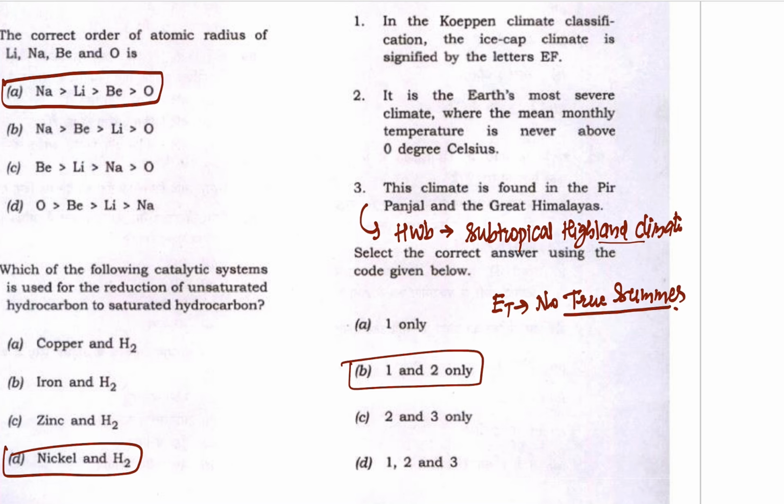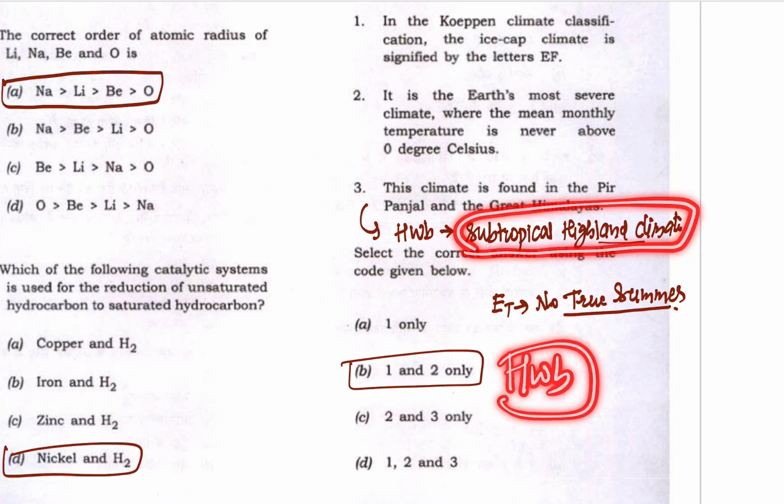Now the climate in the Himalaya is HWB type, which means subtropical highland climate.